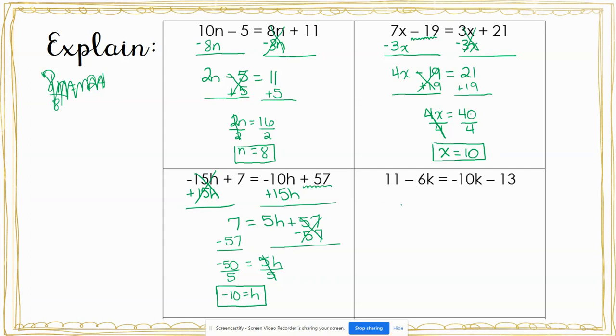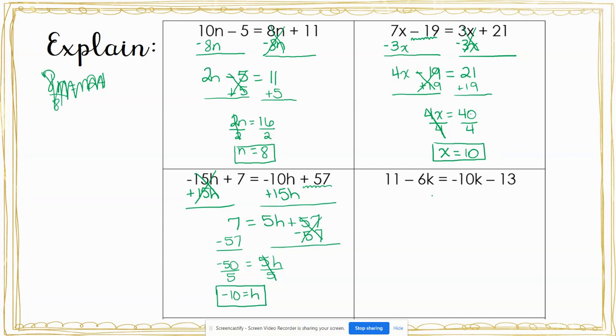Let's look at our next equation. 11 minus 6k equals negative 10k minus 13. Well, again, I'm always starting with the left side and the right side and seeing if they can be simplified. 11 minus 6k has no like terms. Negative 10k minus 13 has no like terms. So now, since neither side can be simplified, I'm just going to start using inverse operations.